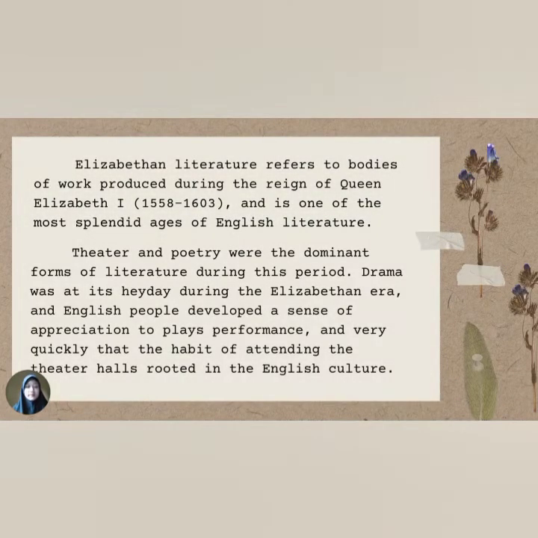Elizabethan period. Elizabethan literature refers to bodies of work produced during the reign of Queen Elizabeth I, 1558 to 1603, and is one of the most splendid ages of English literature. It is also the time of Renaissance architecture in England.